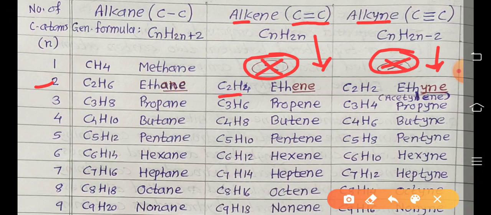So what is the name here? Ethene, because "ene" means double bond. And in the case of alkynes, substituting the value of n equal to 2, C2H, 2 into 2 means 4, 4 minus 2 means 2, C2H2. This C2H2 means nothing but 2 carbons, then ethyne. It is also called acetylene.